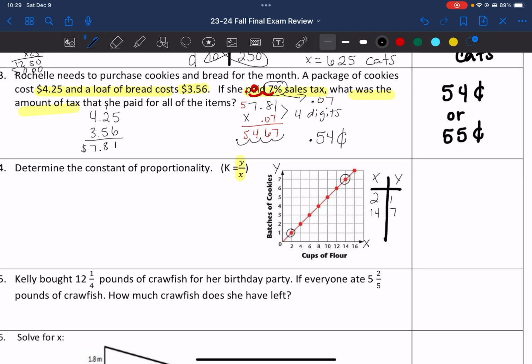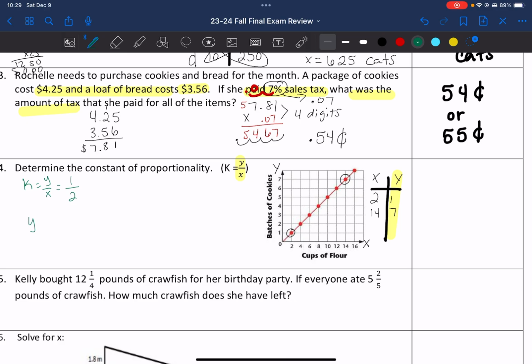Now, the reason why I put it like this into a table is for you to be able to see, okay? I'm looking at Y. Y is going to be the highlighted side, okay? So, if I'm doing K equals Y divided by X, then that means I'm going to put 1 over 2, okay?